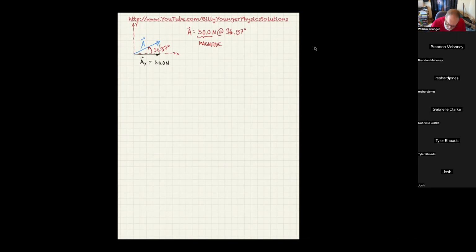Until you get really strong, what you want to do when you have a vector in a drawing like this is write out what sine and cosine are. So I'm going to say the sine of 36.87 degrees. That's "some old horse." That's the way I remember it. You might remember it as SOH: sine, O for opposite, and H for hypotenuse. So the opposite is the a sub y, which we'll draw in a second, and the hypotenuse is the 50.0 newtons.